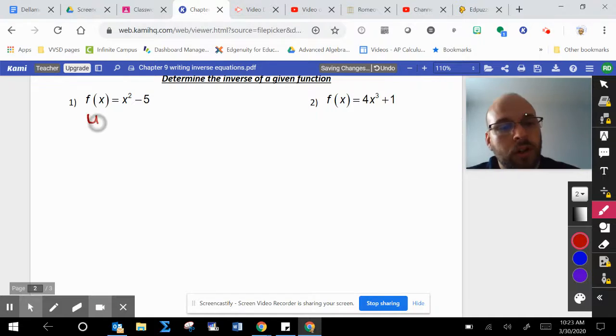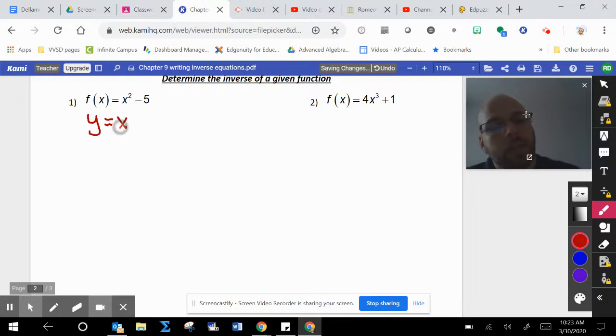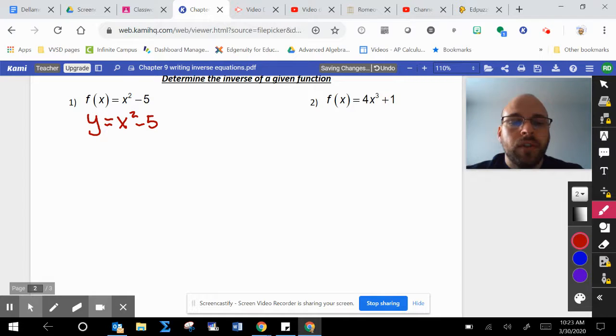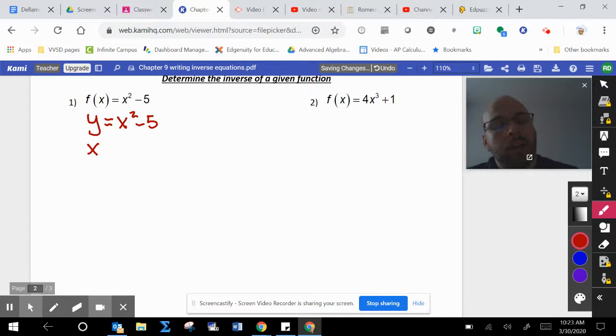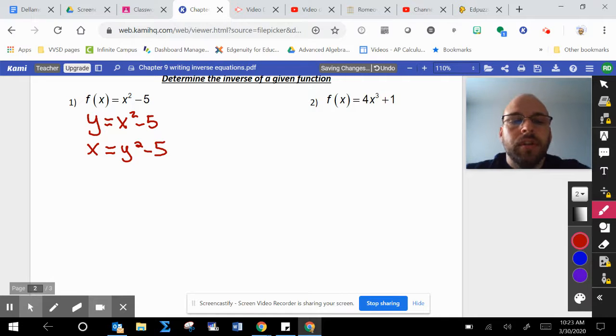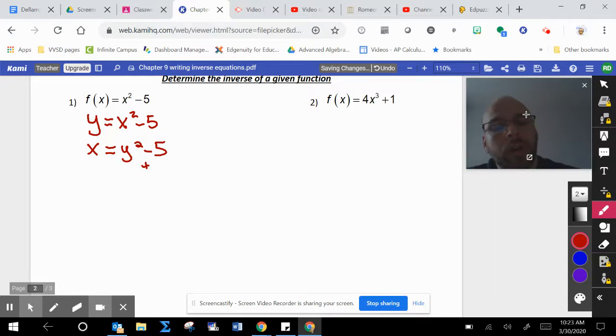I like to always start by making it y equals x squared minus 5 because the first important step you have to know is I'm going to transpose the x and y coordinates. So I'm going to have now an x equals y squared minus 5. And now for the last part, every problem's going to be a little different here. I just need to isolate the y variable. So after I transpose it, I'm going to add the 5 over to the other side. So I have x plus 5 equals y squared.